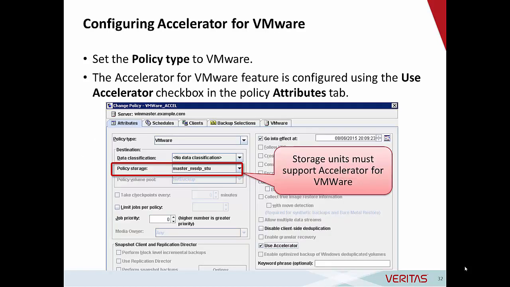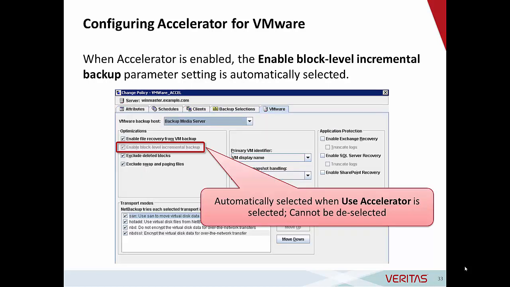Here's an example of configuring a VMware policy to use Accelerator. The policy type is VMware. I have confirmed that the storage unit is a dedupe pool that specifically supports the Accelerator for VMware feature. And I hit the Accelerator checkbox. And that's it. Nothing more to it. Note that if you take a look at the VMware tab in a policy that's using Accelerator, you'll see that Enable Block Level Incremental Backups is checked off and cannot be deselected.